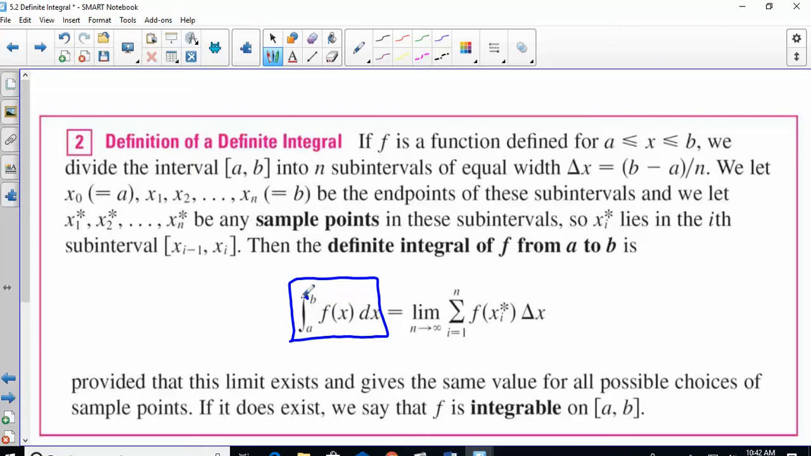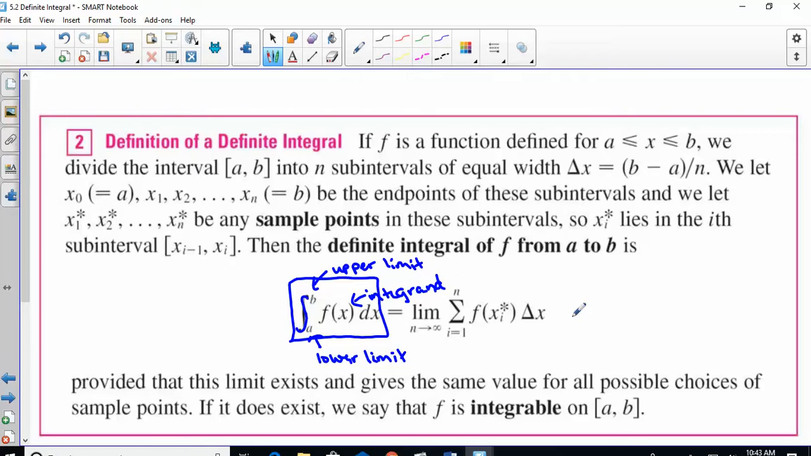This curved sign, it's like a tall skinny S, that's called an integral. From a to b. a is your lower limit. b is what's called the upper limit. f of x, that's our function. Sometimes you'll hear me call that the integrand. It's the thing we are integrating.